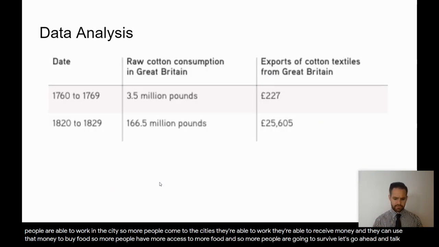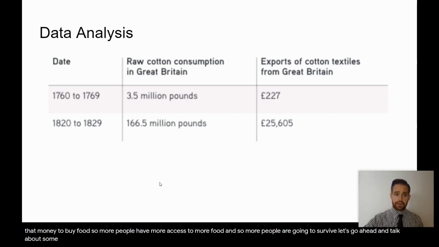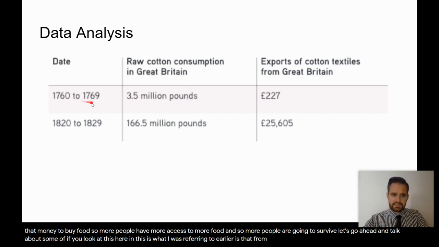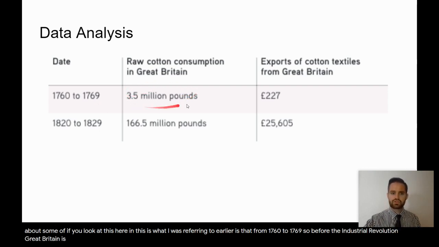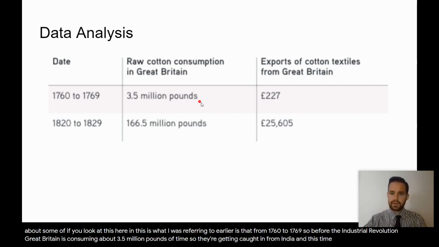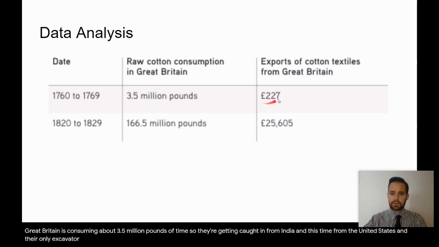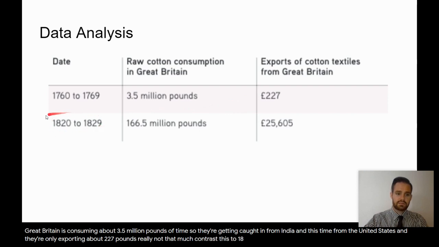Let's go ahead and talk about some data very quickly, and then we'll go ahead and finish up. If you look at this here, and this is what I was referring to earlier, from 1760 to 1769, so before the Industrial Revolution, Great Britain is consuming about 3.5 million pounds of cotton. So they're getting cotton from India and at this time from the United States. And they're only exporting about 227 pounds. Really not that much. Contrast this to 1820 to 1829.